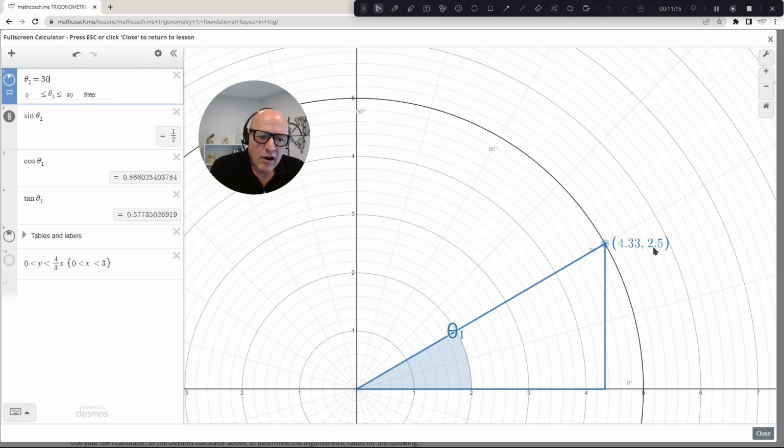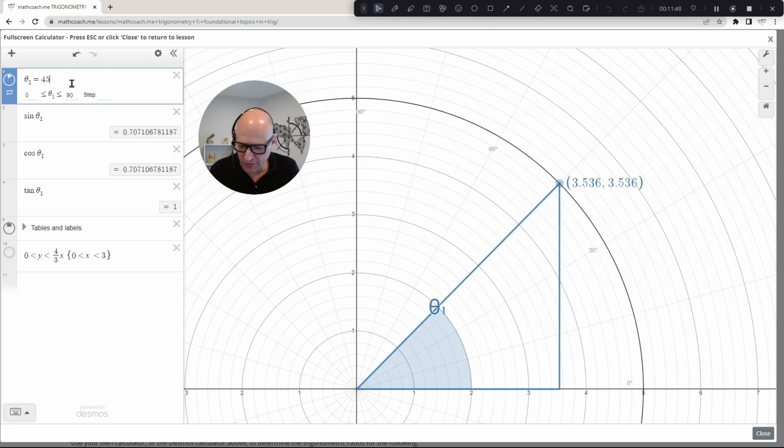Now, for our cosine, the adjacent is reflected in this x-coordinate. So that's 4.33, and I can see that. Well, 4.33, our cosine ratio, cosine of theta, right? 4.33 divided by 5 gives us this rational number, 0.866. And our tan ratio is opposite over adjacent, so 2.5 divided by 4.33, and that's where we get this 0.57.